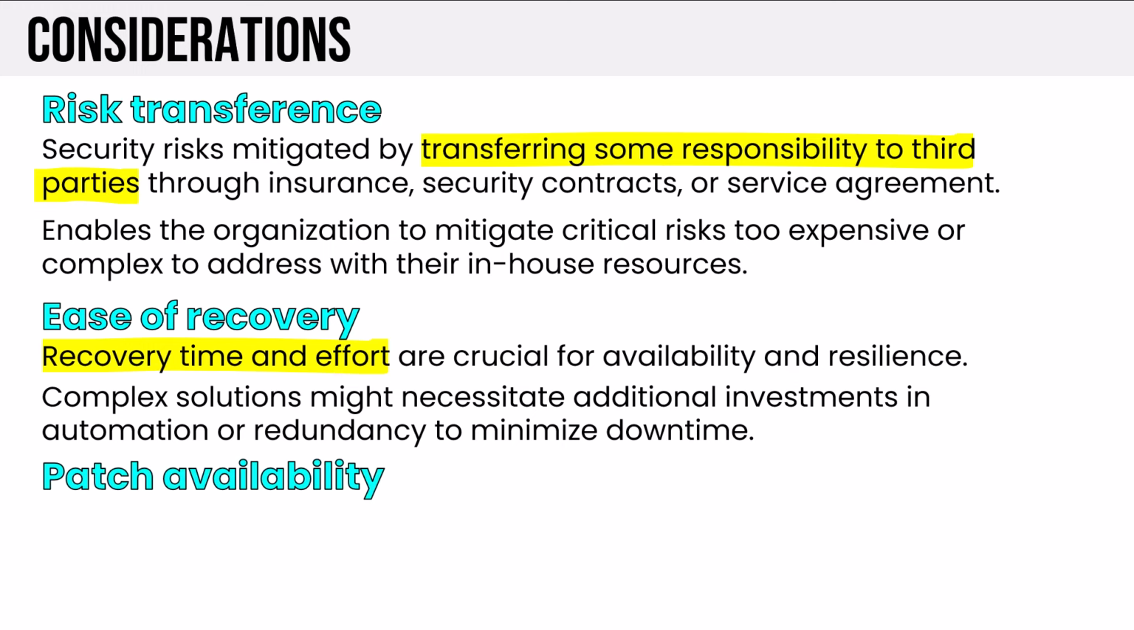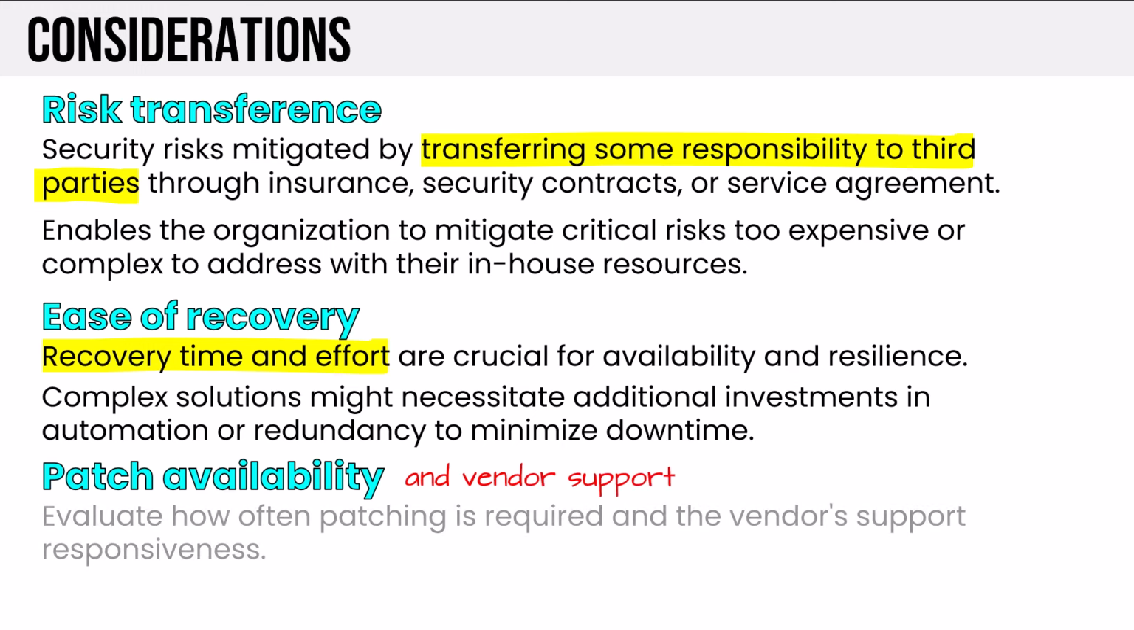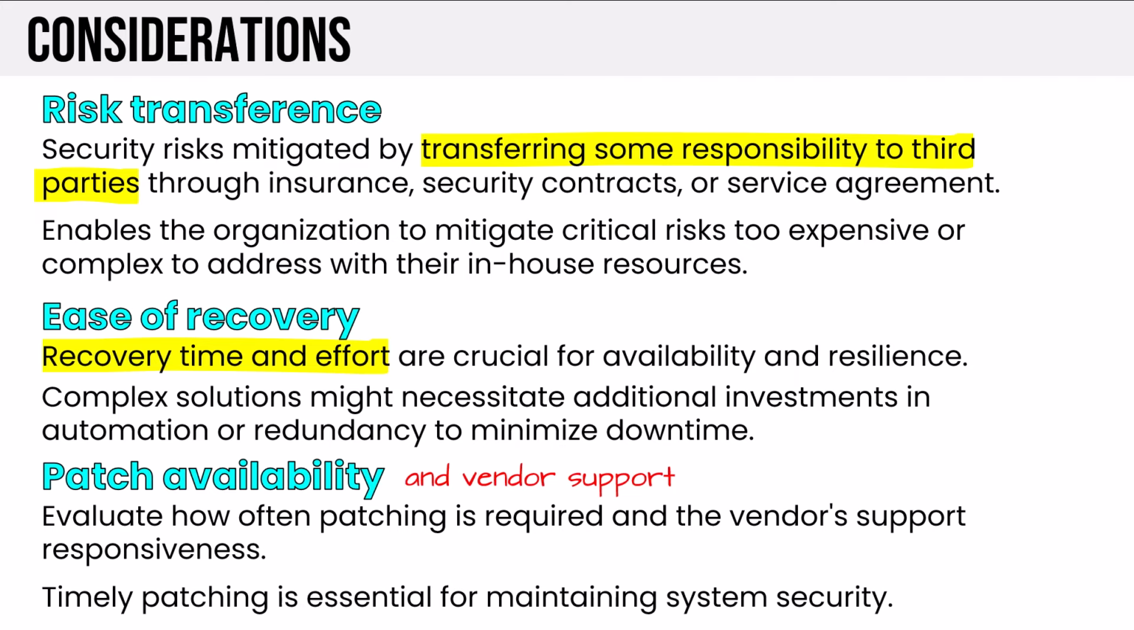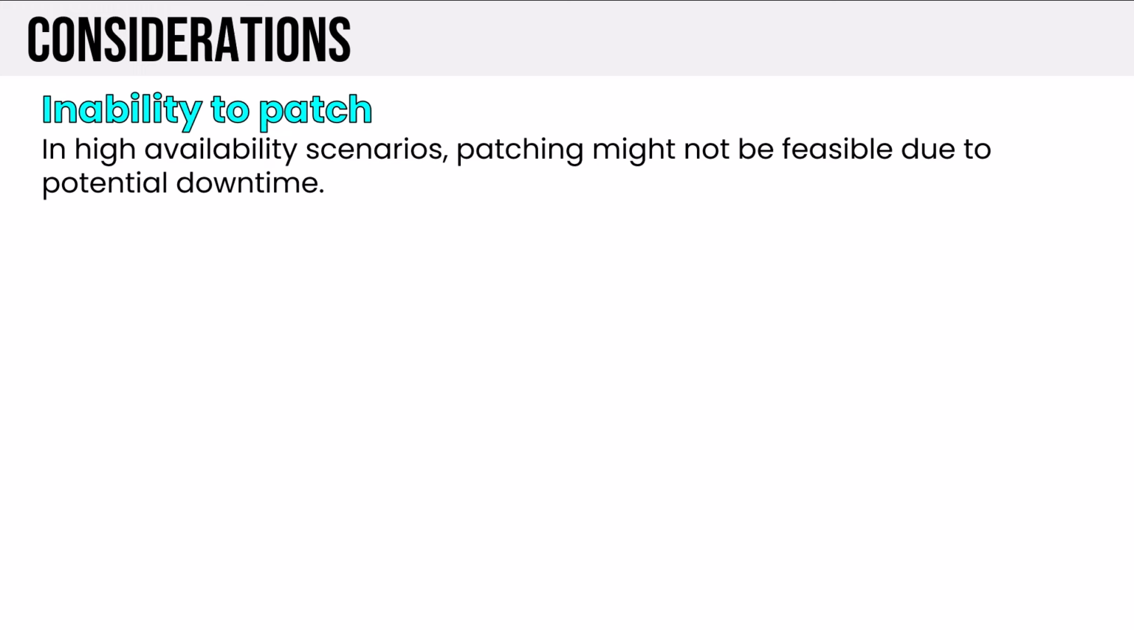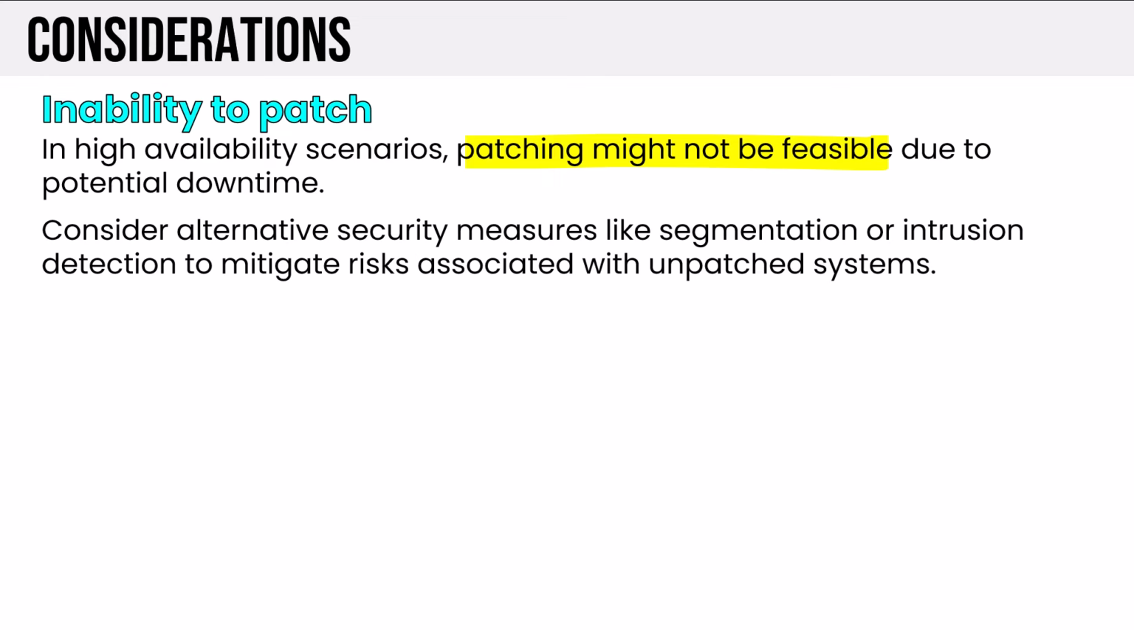Patch availability and vendor support. So we need to evaluate how often patching is required and the vendor's support responsiveness, because timely patching is essential for maintaining system security. And another condition we need to consider is the inability to patch. In high availability scenarios, patching might not be feasible due to potential downtime. And so in these cases, we have to consider alternative security measures like segmentation or intrusion detection to mitigate risks associated with unpatched systems.